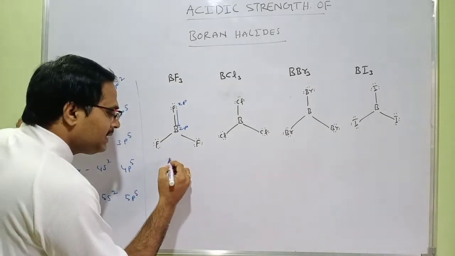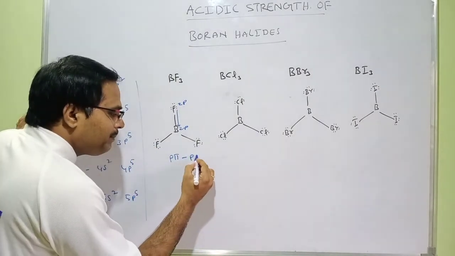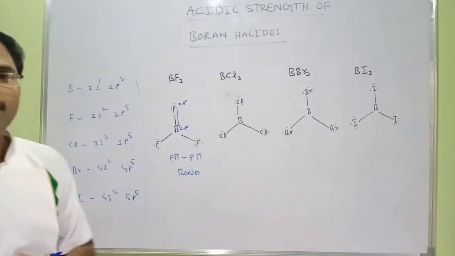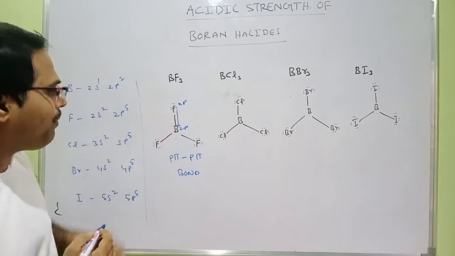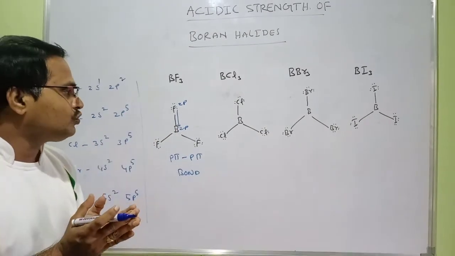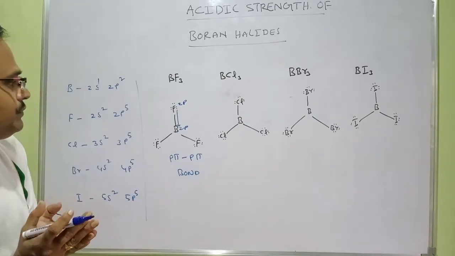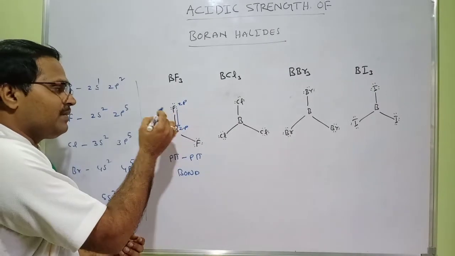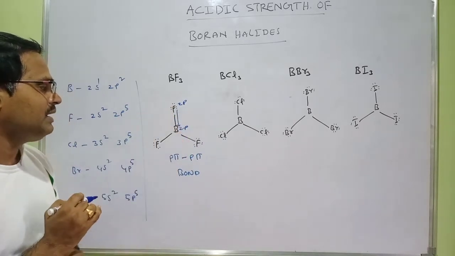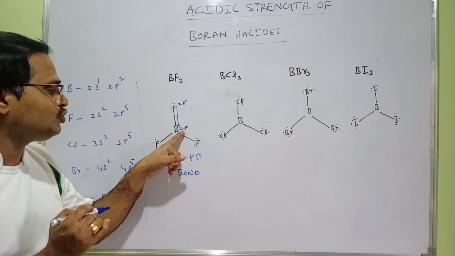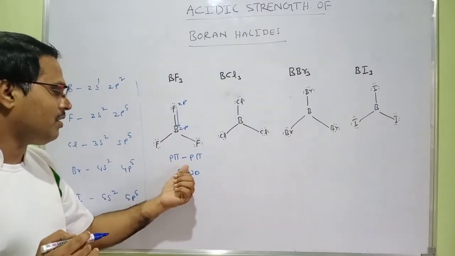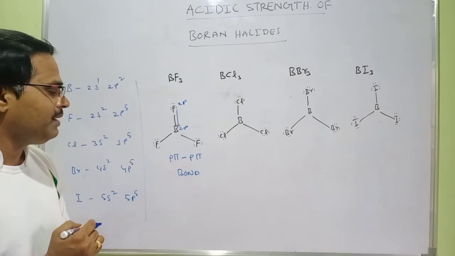And they make a p pi bond. It is making a pi bond through the overlapping of the 2p orbital of fluorine and the empty 2p orbital of boron. Okay, and making a bond. That bond is labeled as a p pi bond.